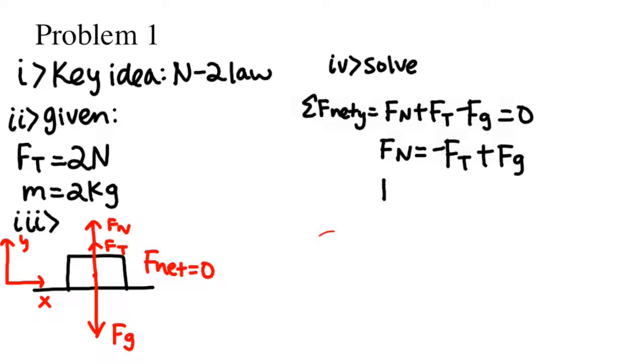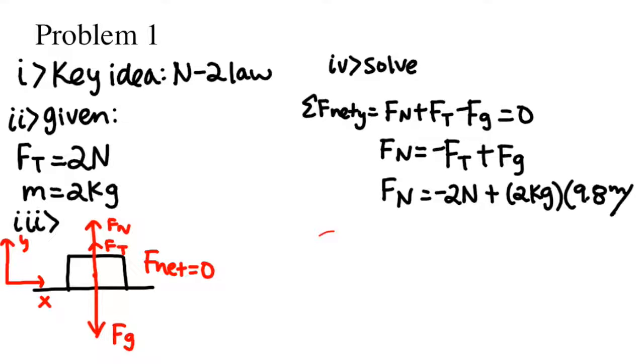Then we can plug in our unknowns. So negative 2 newtons for the tension plus 2 kilograms times 9.8 meters per second squared. So we get the final answer of 17.6 newtons as our normal force.